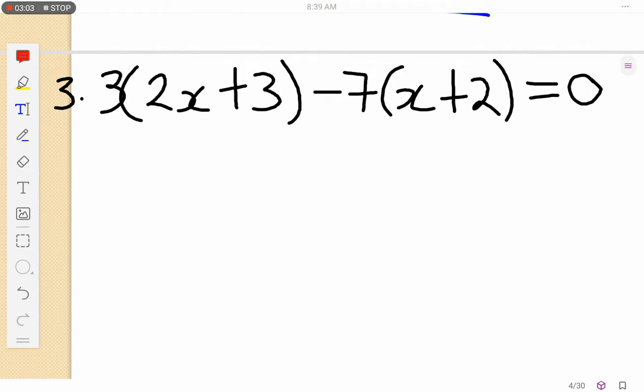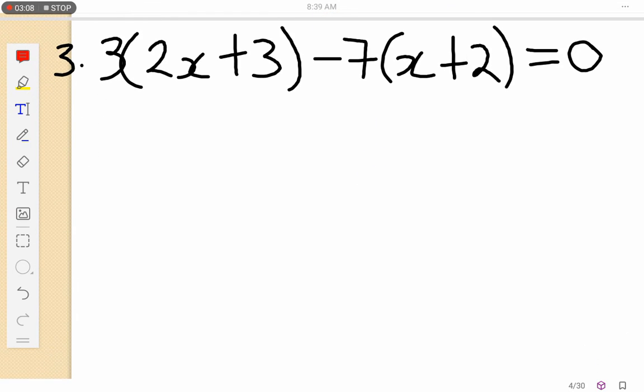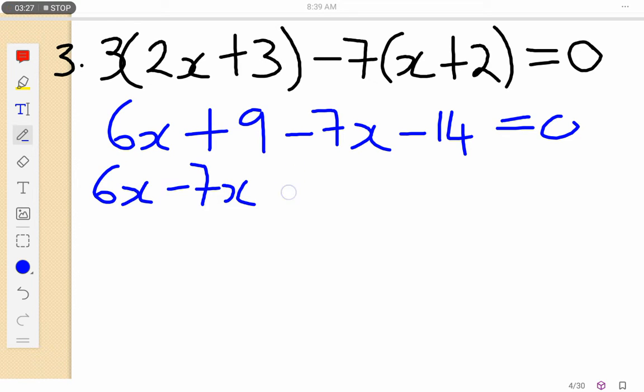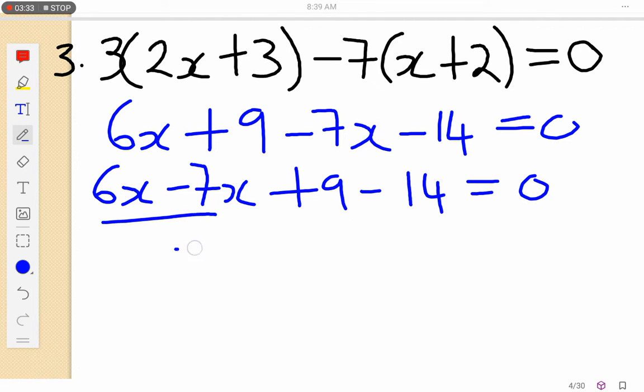So this one, we are also going to remove the brackets. 3 times 2x, we get 6x. 3 times 3, we get plus 9. Minus 7 times x, we get minus 7x. Minus 7 times 2, we get minus 14 is equal to 0. Grouping like terms, I've got 6x minus 7x, then plus 9 minus 14 is equal to 0. Here, I'll get a minus x. Then plus 9 minus 14, I'll get minus 5.